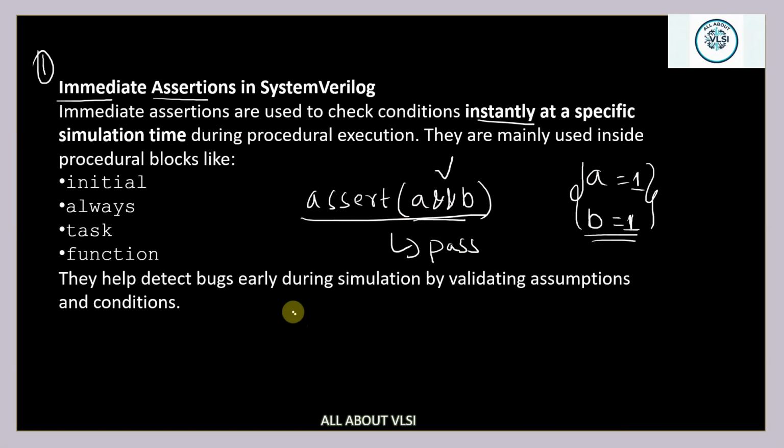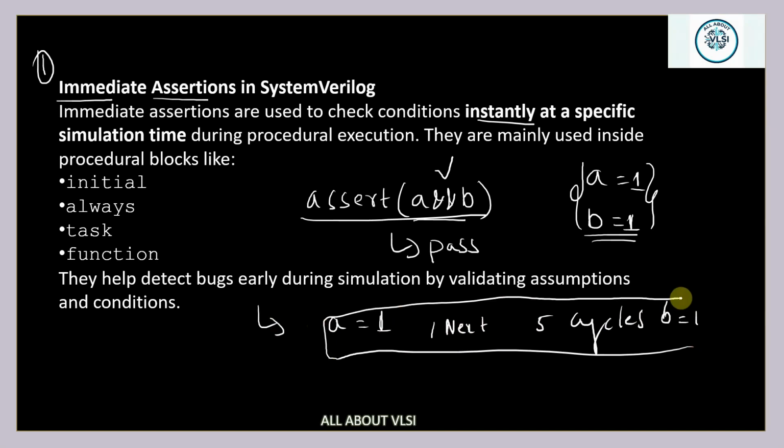For example, if I have another condition like if A is equal to 1, then after the next 5 cycles, B should be equal to 1. This includes some kind of delay cycles, right? So this kind of checking we cannot do with immediate assertions. Immediate assertions can evaluate the condition at a particular single point. If you have conditions like, A is equal to 1, then after the next 5 cycles B should be equal to 1, you cannot evaluate this kind of scenario using immediate assertions. They can only check the particular conditions at a specific point.